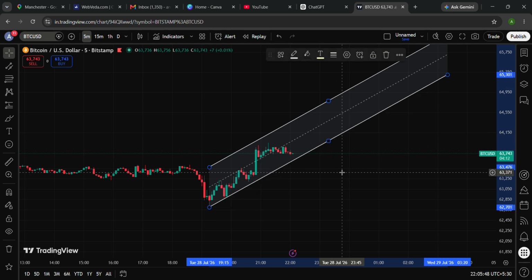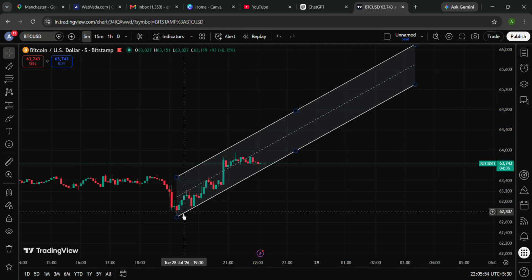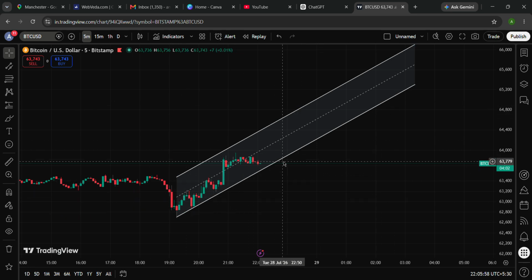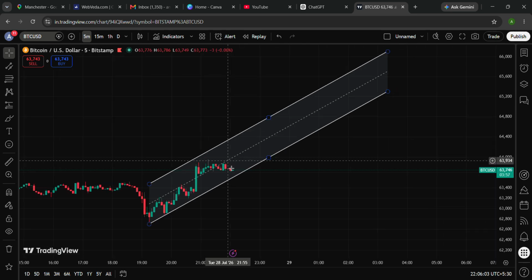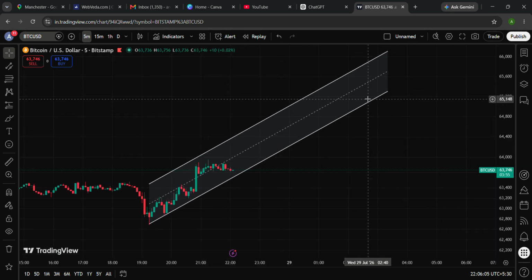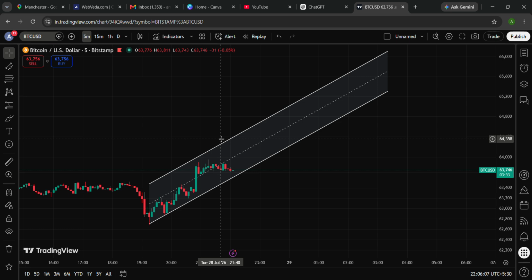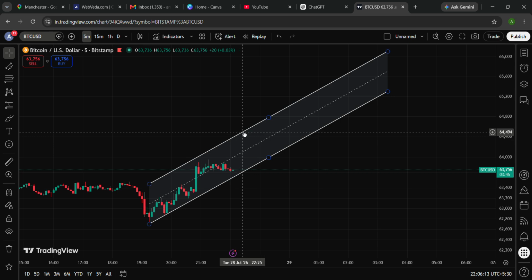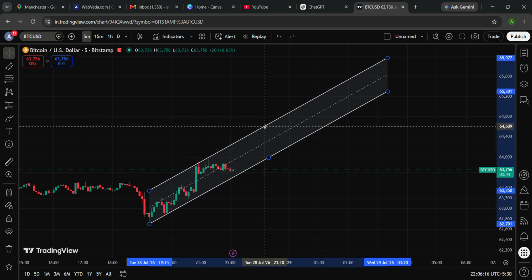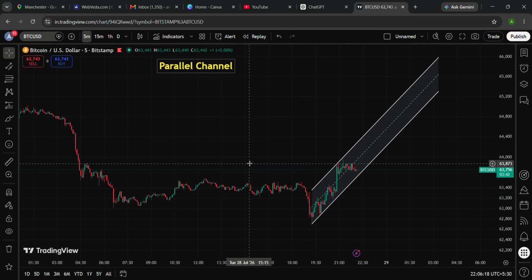The most important thing is that it also works as a kind of support and resistance. This lower line works as a proper support level, if you really think about it and make use of it. And this upper line works as a resistance level for the market itself. So I think you got it.